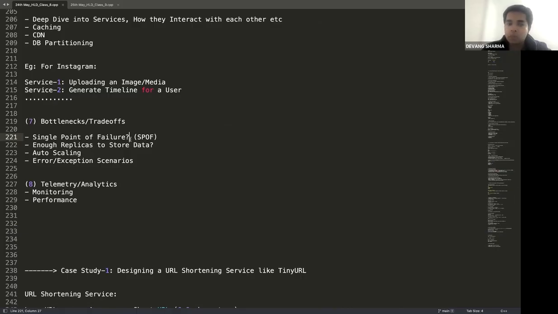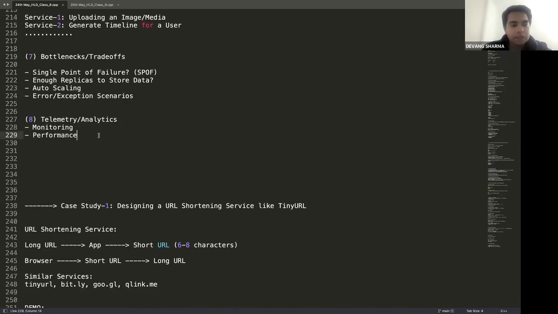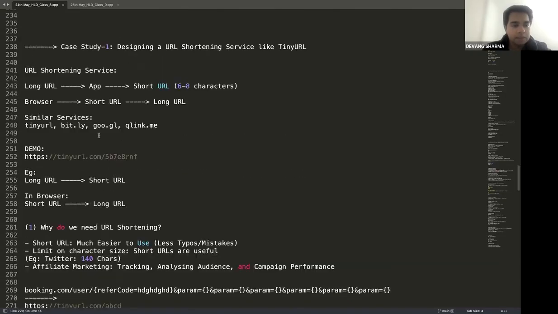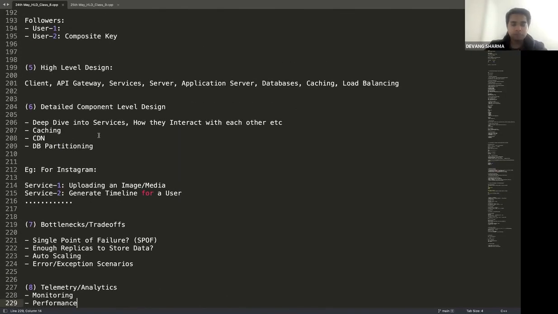What choice of tech stack? What's the reasoning behind that choice of tech stack? So on and so forth. Auto scaling, error exception scenarios, etc. Then we have telemetry analytics, including monitoring and performance. And finally, that was a template that we have finished.